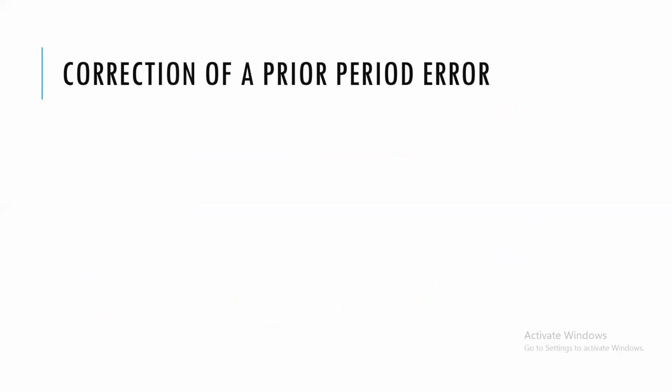And then the last one is a correction of a prior period error. So these are omissions or mistakes that have been made in a prior year, and you figure it out after the year has ended and after the financial statements have been finalized. So here, this could be either intentional or an honest mistake. Okay, so there could be an intentional mistake, which could be something to do with fraud, right?